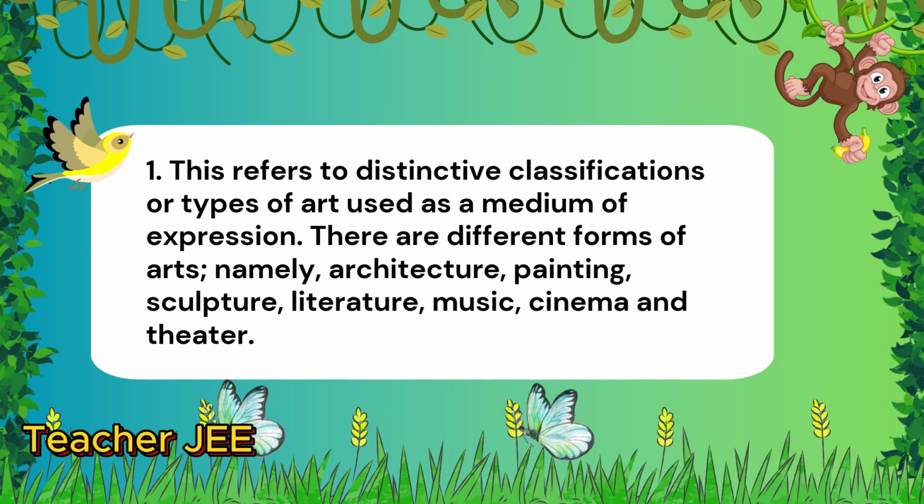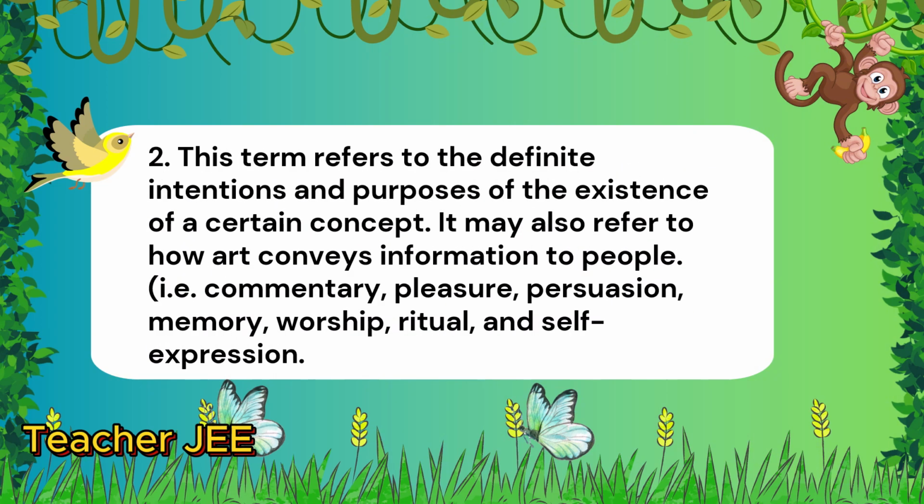This refers to distinctive classifications or types of art used as a medium of expression. There are different forms of arts, namely architecture, painting, sculpture, literature, music, cinema, and theater. This term refers to the definite intention and purpose of the existence of a certain concept. It may also refer to how art conveys information to people. Example: commentary, pleasure, persuasion, memory, worship, ritual, and self-expression.